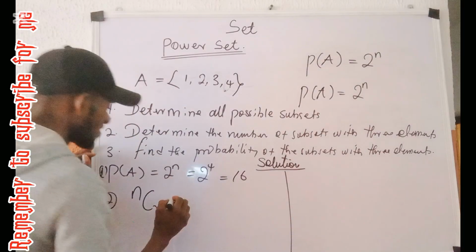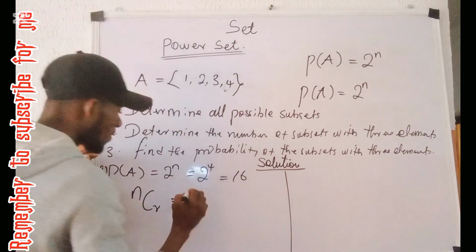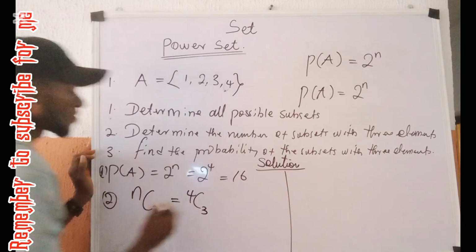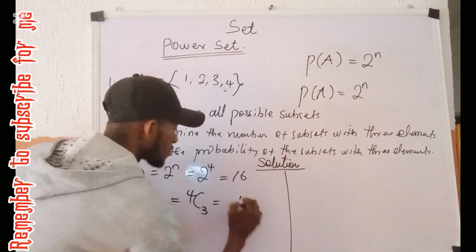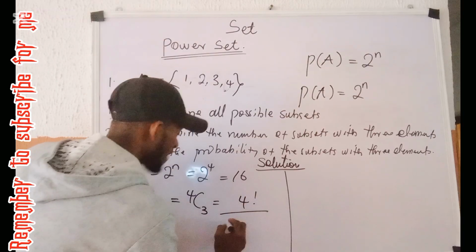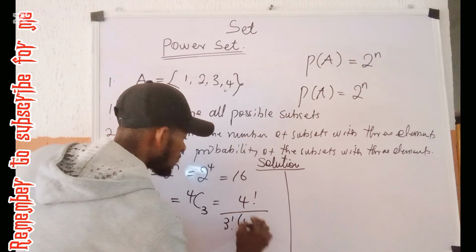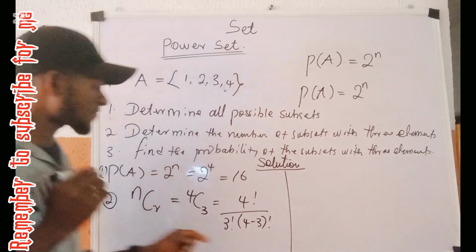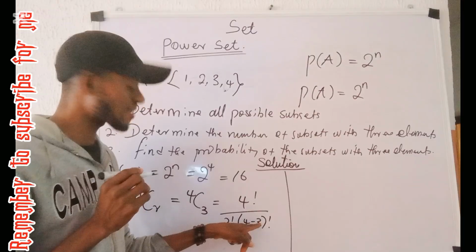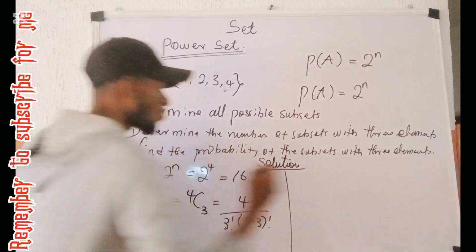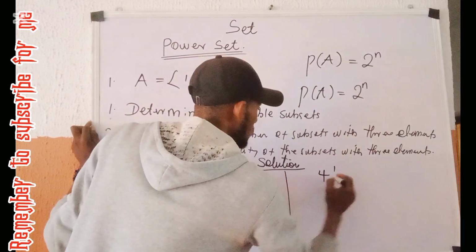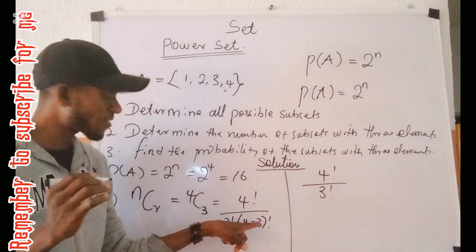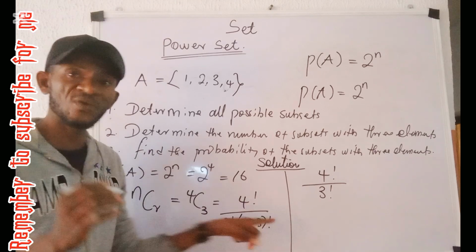So this is going to be 4 combination 3. And of course, you know that 4 combination 3 is given as 4 factorial all over 3 factorial all over 4 minus 3 factorial. And of course, you know that 4 minus 3 is 1. So what I have becomes 4 factorial all over 3 factorial, because 4 minus 3 is 1 and 1 factorial is 1.